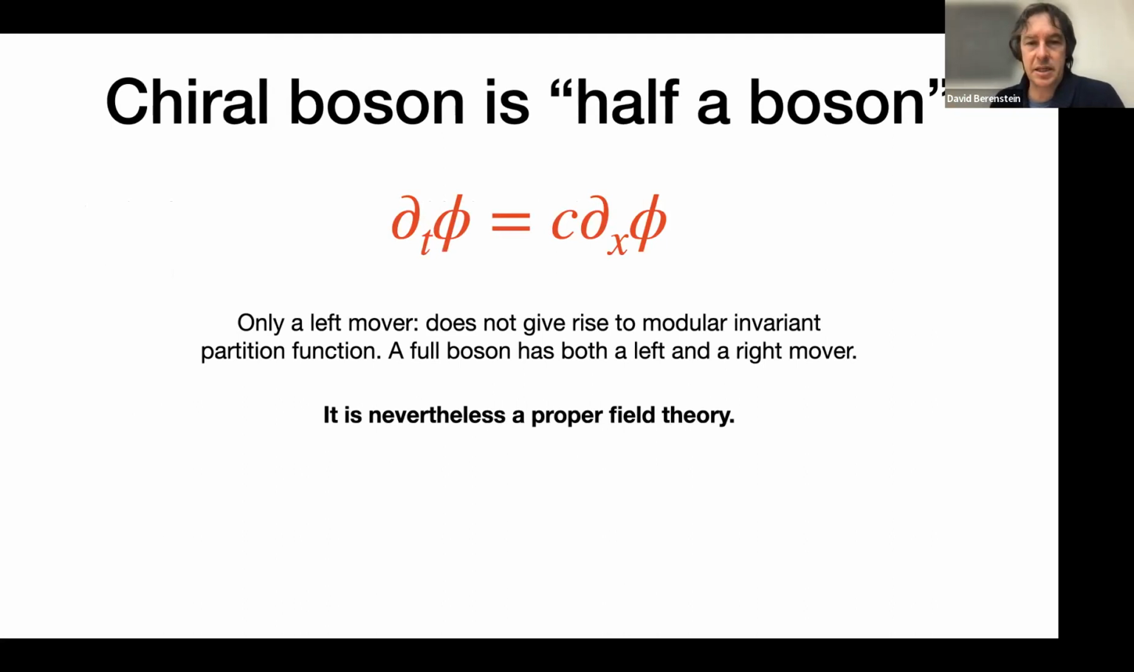And if you look at this, it is a proper field theory, but it does not give rise to a modular invariant partition function. So sometimes we would discard it in Euclidean field theories because it's kind of a little bit pathological in Euclidean dynamics. But it's a proper field theory. It's what people use in the quantum Hall effect all the time. And the full boson has both a left mover and a right mover. So the idea is that this is half of the degrees of freedom of a regular boson.